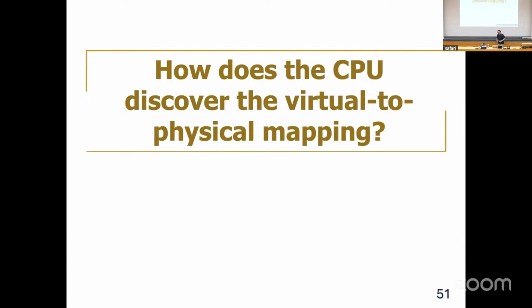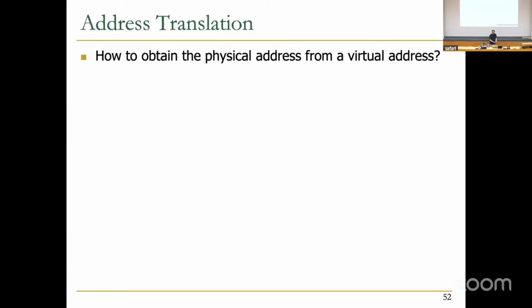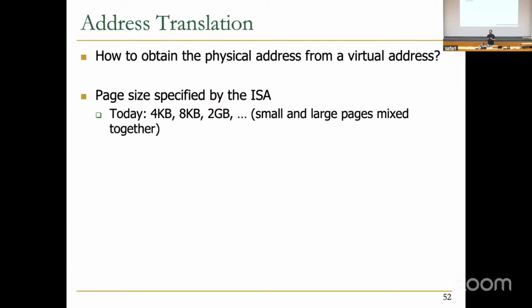So the next question is, how does the CPU, when it's running, discover this virtual to physical mapping? How is it accessing the page table? We obtain the physical address from the virtual address using the address translation, and we do this at the granularity of the page size. The page size is specified by the instruction set architecture. Basically, it's a contract. Hardware and software have agreed that they're going to split both the physical address space and the virtual address space in 4 kilobyte chunks.